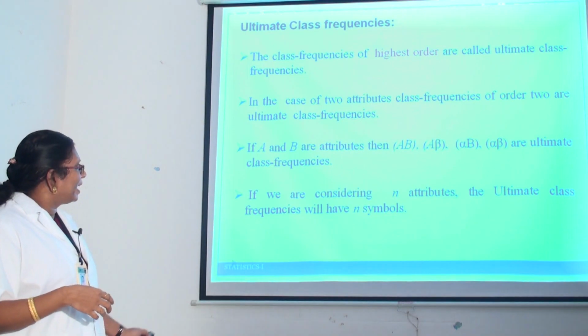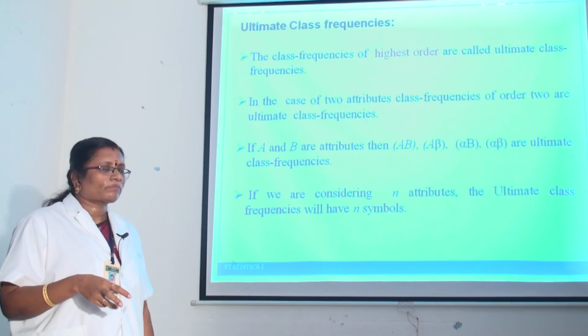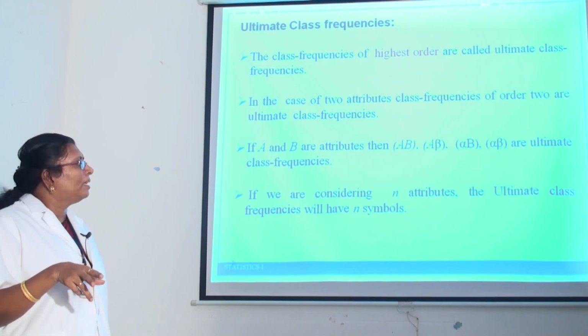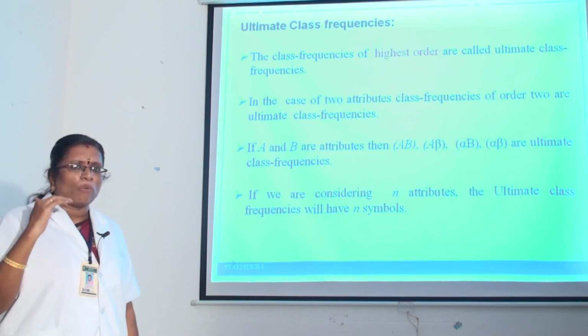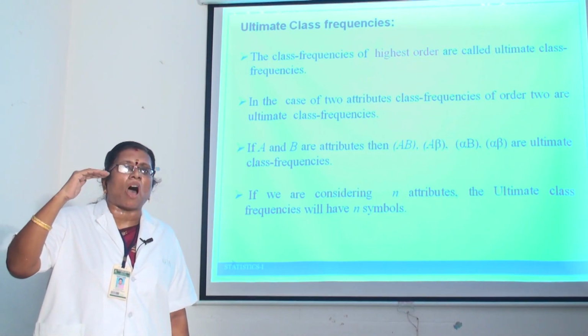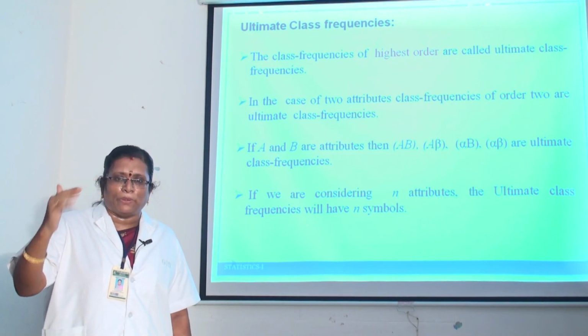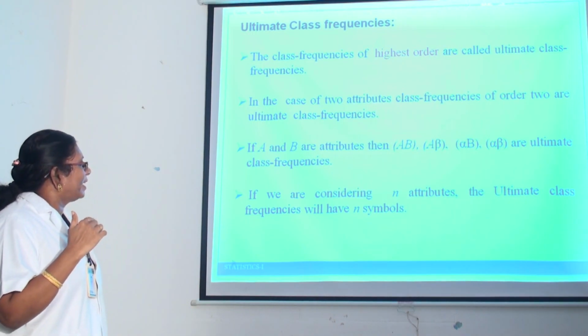So how many will be there? If A and B are attributes, then the class frequency (AB), the class frequency (Aβ), the class frequency (αB) and (αβ) are ultimate class frequencies. How are we defining it? It is the highest order. Since there are 2 attributes, the order should be 2. So we are saying like that.